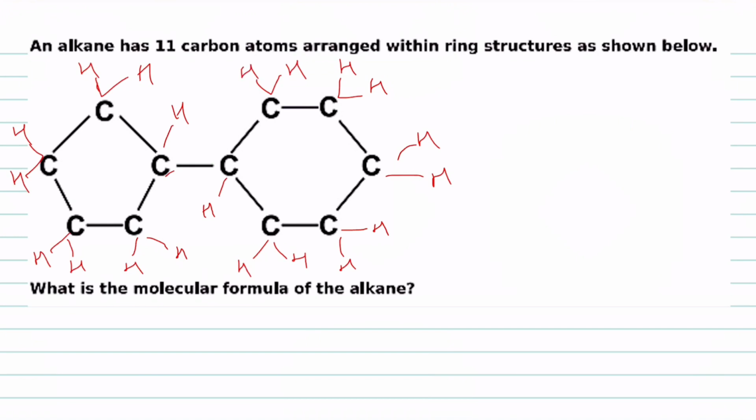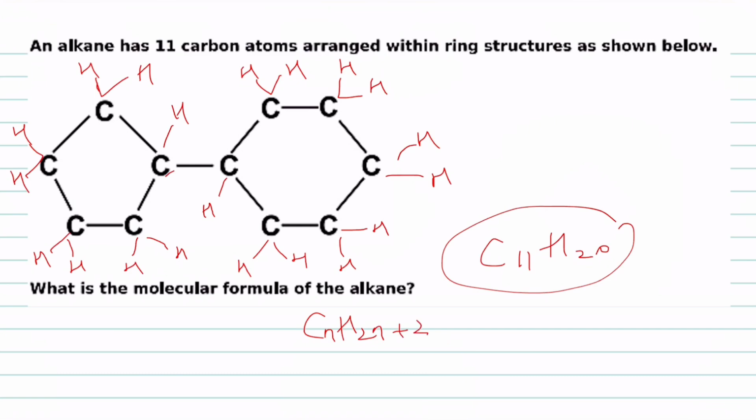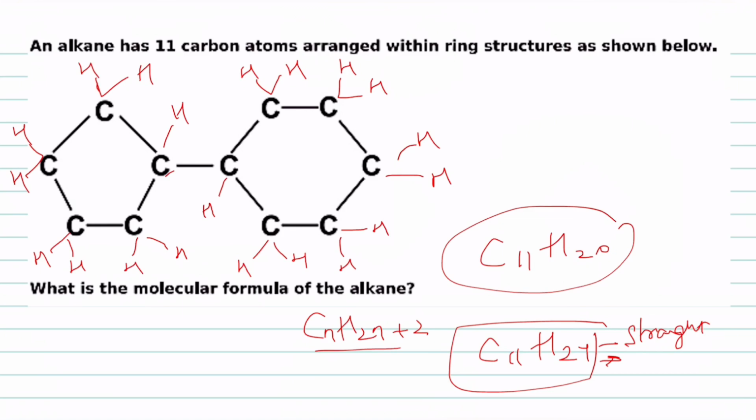Okay. Now just count the number of carbons and hydrogens. So we have 11 carbons here, and if you count the number of hydrogens, we have 20 of them. Now let's see how it is different from a normal alkane. A normal alkane has this general formula. So if you plug 11 into this formula, you would get C11H24. See, this is a different formula, because this is the formula for straight chain alkanes.